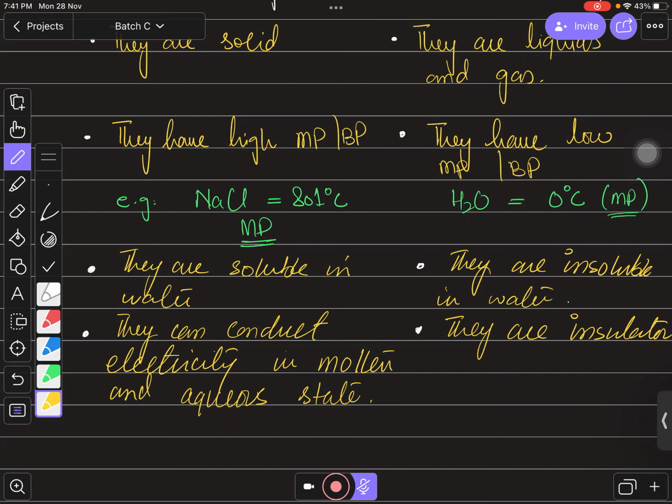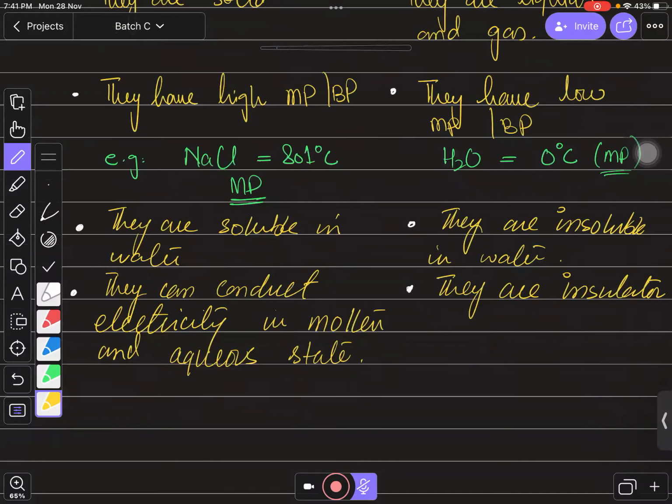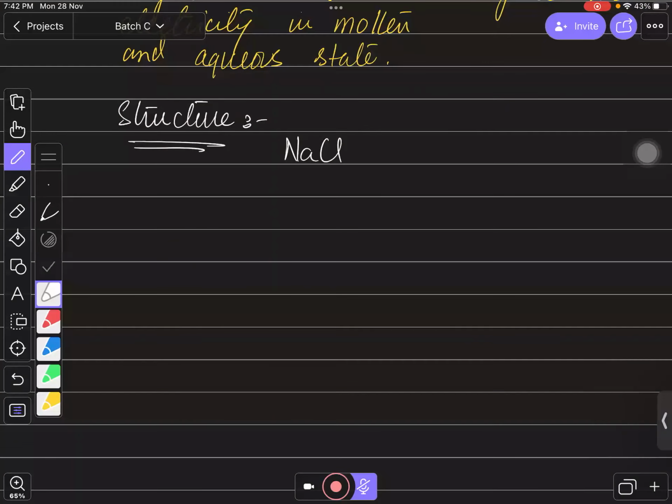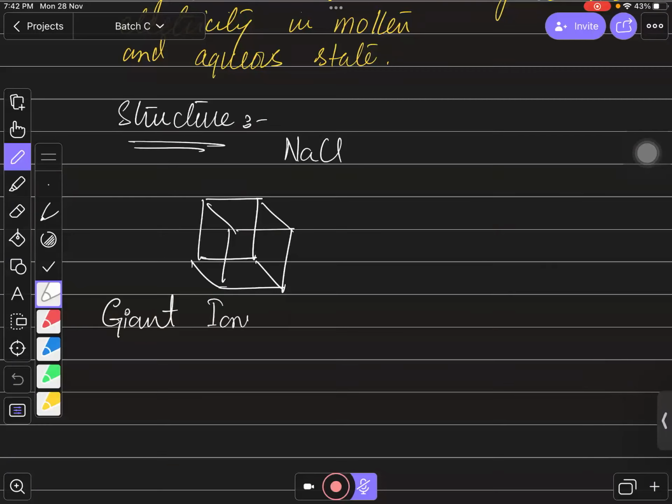Okay. Now, one very important thing is about their structures and their bondings. You need to remember this. If you talk about the structure of an ionic compound, for suppose you have NaCl, the structure of NaCl should be like this. It is a giant ionic lattice. The name of the structure of an ionic compound is giant ionic lattice.